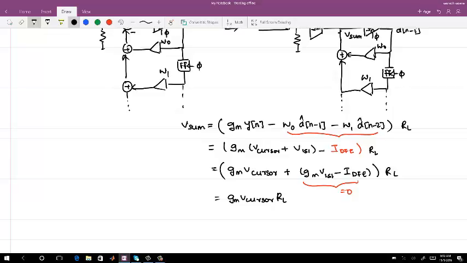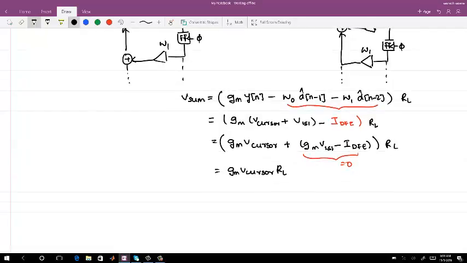GM is the block which converts the input voltage to a current, and RL is for gain. A comparator wants a minimum input voltage depending on its sensitivity and offset; you need a minimum voltage to resolve within a 1-bit period. So there will be a minimum limit on GM Vsignal RL. It should be greater than or equal to V sensitivity of the comparator.